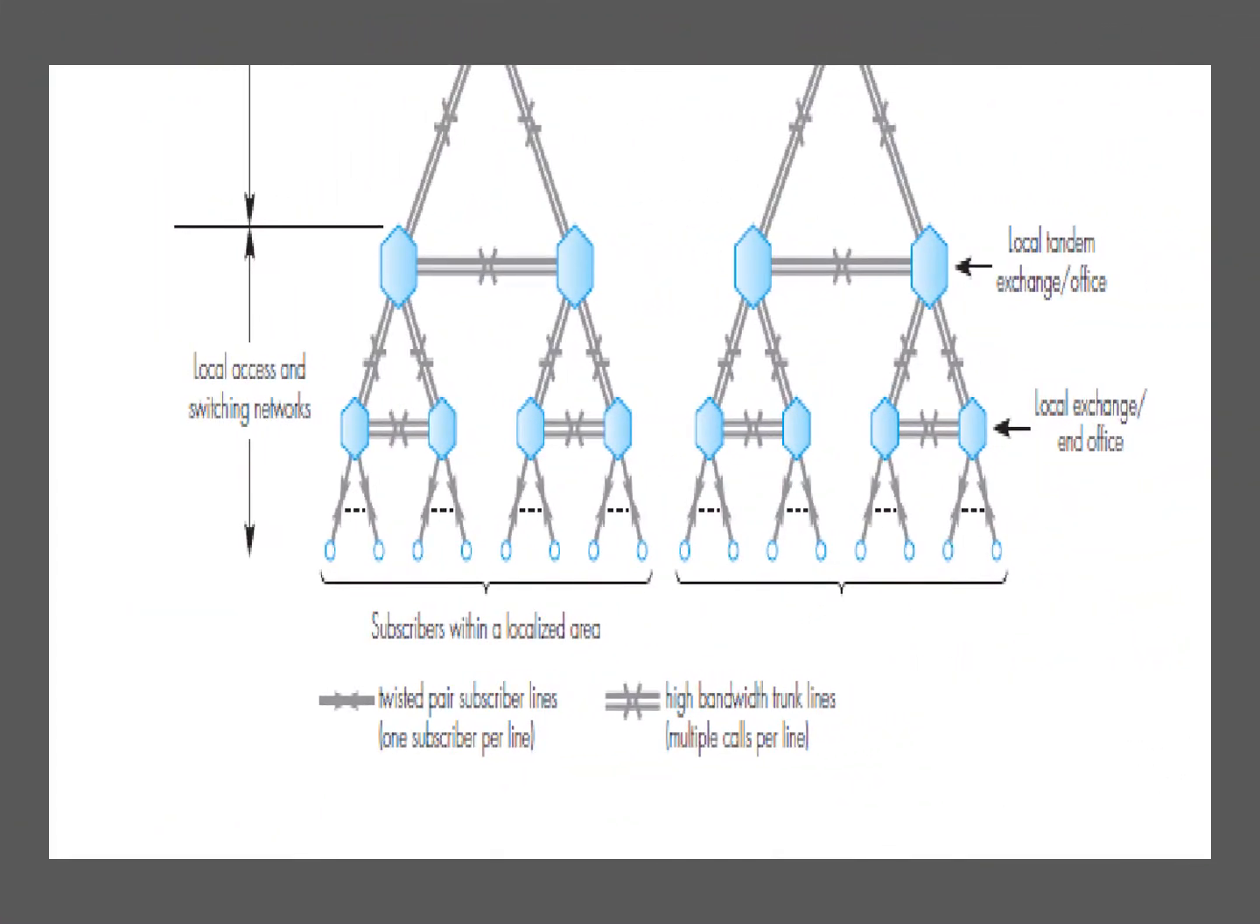These connect subscribers within a localized area to their nearest local exchange, LE, or end office, EO. Each subscriber within a localized area is connected to an LE or EO in that area by a dedicated circuit by a twisted pair wire cable. This is known as the customer line or, more generally, the subscriber line, SL.